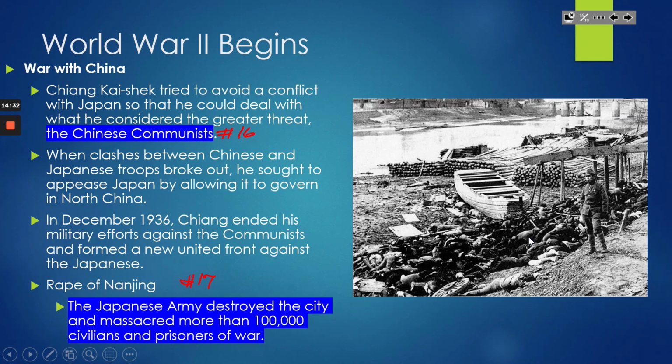However, that was a defeat. They were defeated. As you see here in the Rape of Nanjing, the Japanese army destroyed the city, massacred more than 100,000 civilians and prisoners of war. So now Japan has control over these major ports, such as Nanjing and other major ports in Hong Kong.